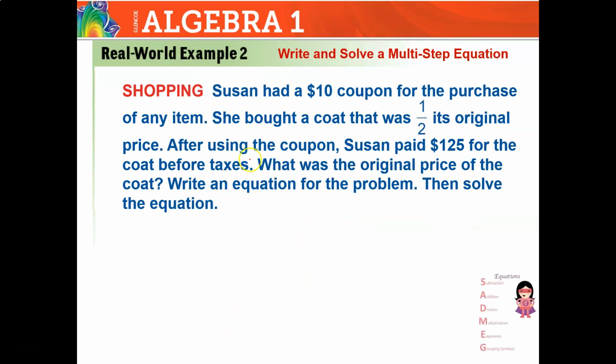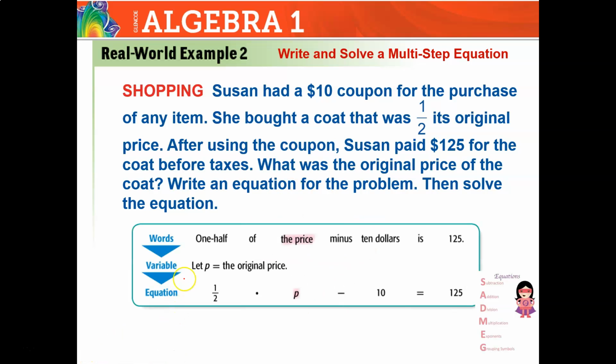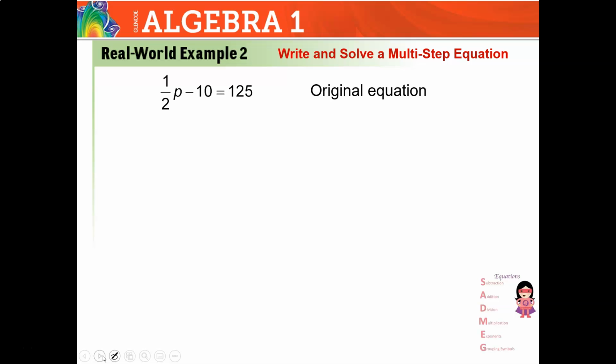Okay, Susan has a $10 coupon for the purchase of any item. She bought a coat that was half its original price. After using the coupon for the coat before taxes, it was $125. What was the original price? Let's write our equation. So we know we had half off of some price we don't know yet, minus the $10 coupon equals $125. So there's our equation.